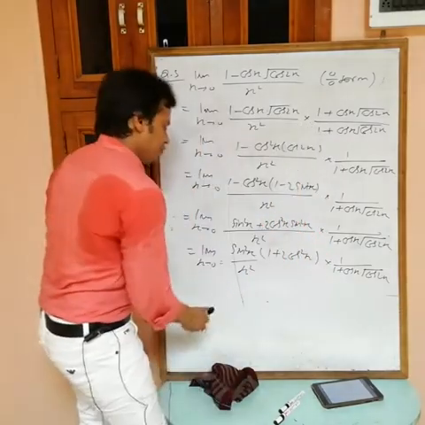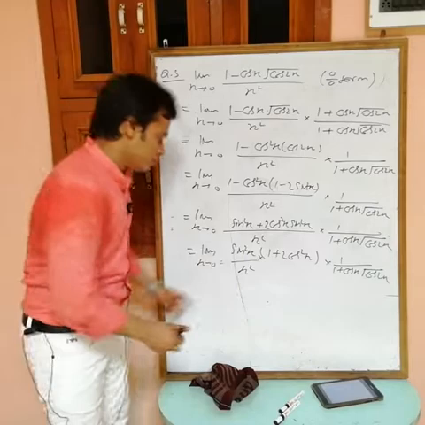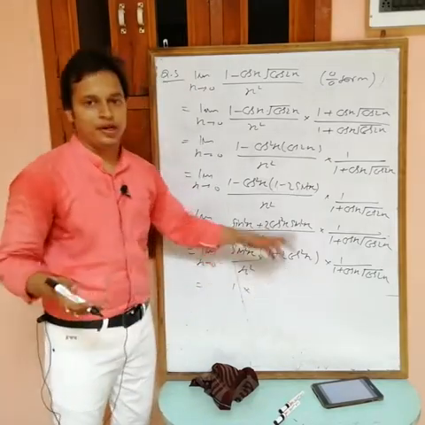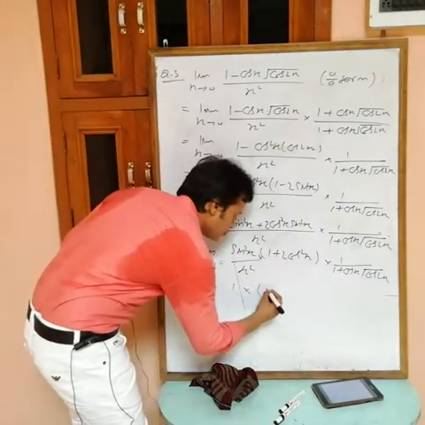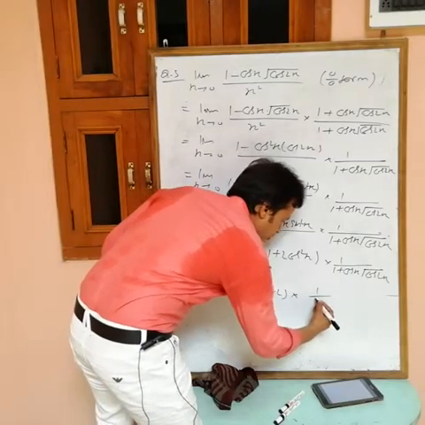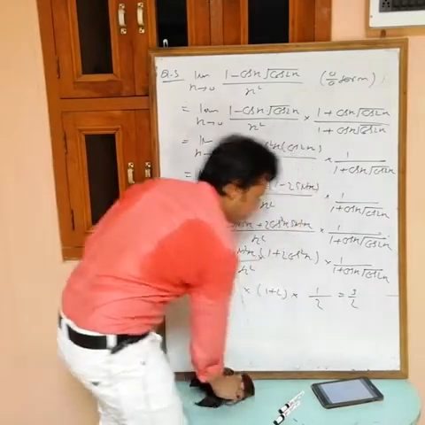Okay, now use the standard limit. The limit of this one is the standard limit 1, into the limit of this one finite, so I can write, if you put x equals to 0, what are we getting? 1 plus 2, and the limit of this one is 1 by 2. Okay, so the answer is 3 by 2. Okay, write down.